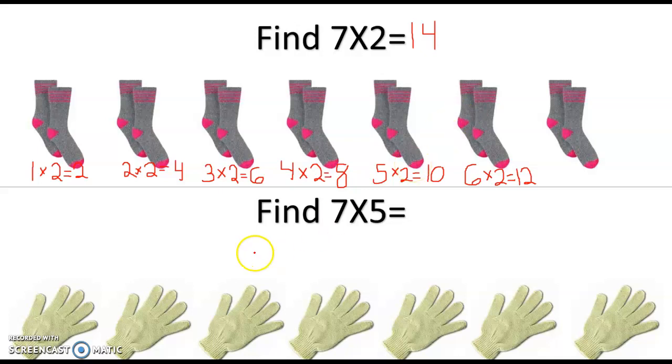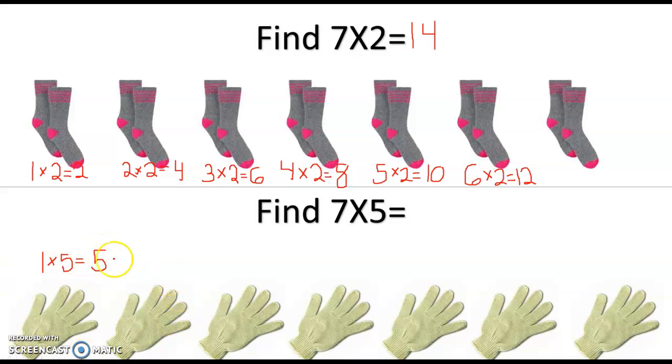Let's take a look at factors of 5. So what if I wanted to solve 7 times 5? Well, I've got 1, 2, 3, 4, 5, 6, 7 gloves, with 5 fingers on each glove. So let's take a look at just our first glove. We have 1 glove. We have 5 fingers on just that 1 glove. So just on this 1 glove, we've got 1, 2, 3, 4, 5 fingers.